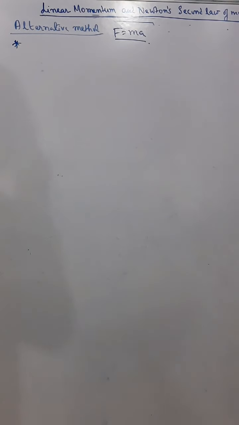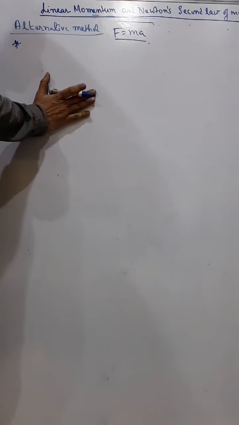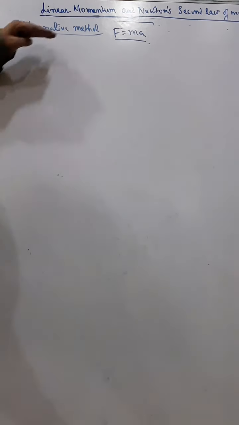Okay, now for the same derivation, we'll do an alternative method. Now, whenever they ask you to derive F equals ma, it is better to use the first method. But you have to understand the alternative method's concept also. It will be used later on, so therefore I am explaining this method also.